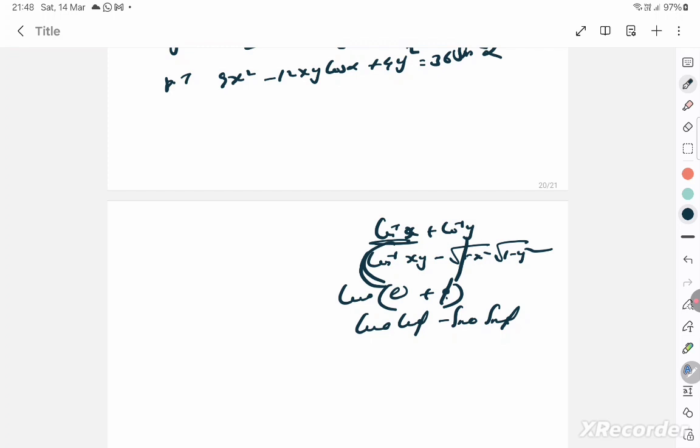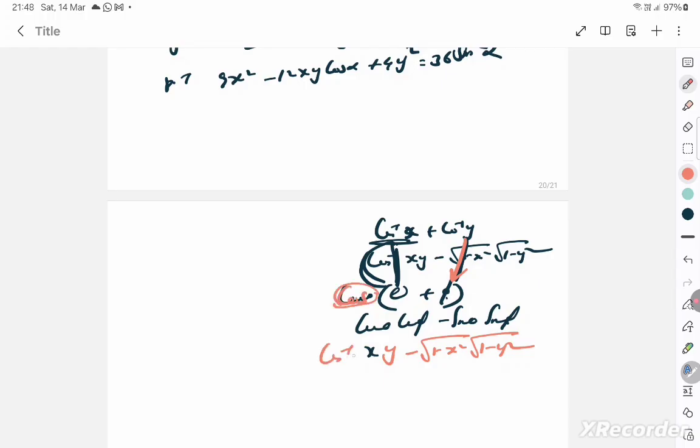Cos inverse of x is theta, so cos theta is x. Cos inverse of y is phi, so cos phi is y. And sin theta is root of 1 minus x square, sin phi is root of 1 minus y square. And I've unnecessarily applied a cos.